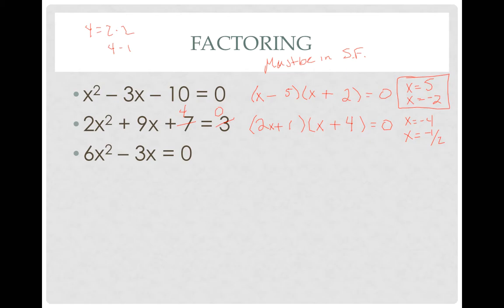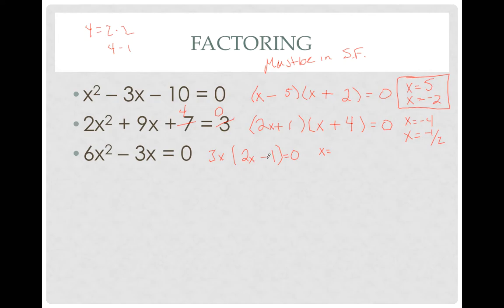Now, there's a reason I put this particular problem on here. It usually throws people a little bit. But here, you still have to factor out the GCF. If I factor out a 3x, I get 2x minus 1.